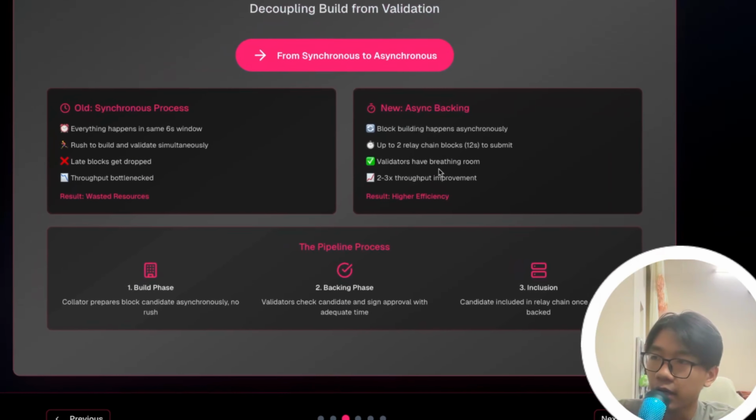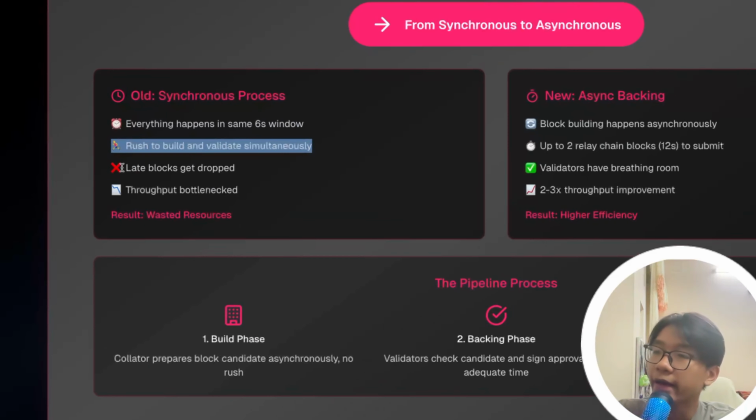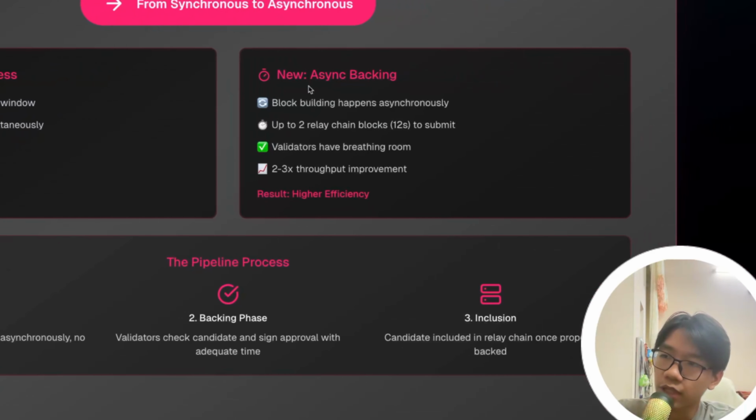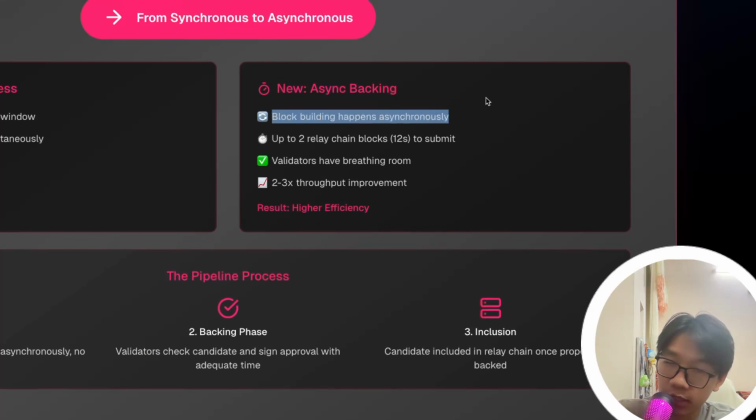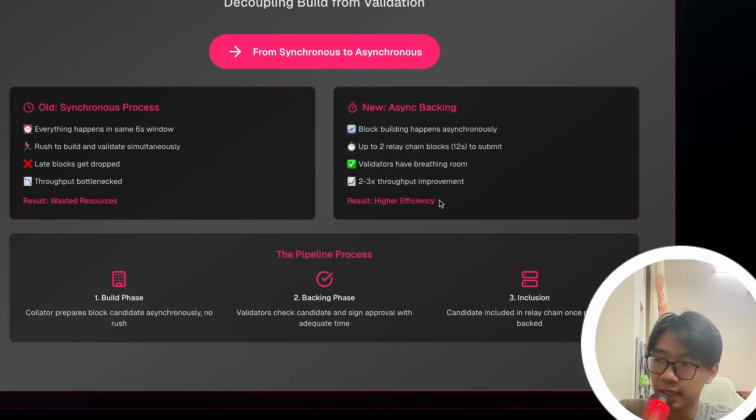And with that in mind, as you can see, in the old synchronous process, everything happened in the same 6-second window, rushing to build and validate simultaneously. Late blocks get dropped, creating a throughput bottleneck. With the new asynchronous backing, block building happens asynchronously. Up to 2 relay chain blocks to submit, validators have breathing room, 3 times throughput improvement and higher efficiency.